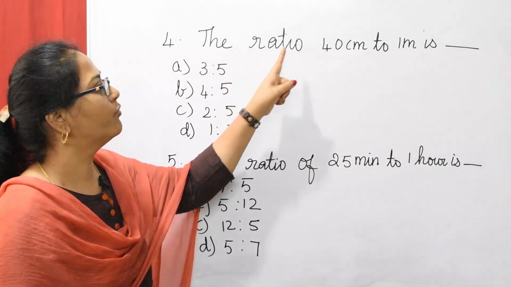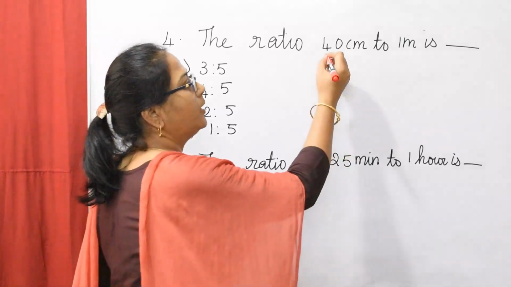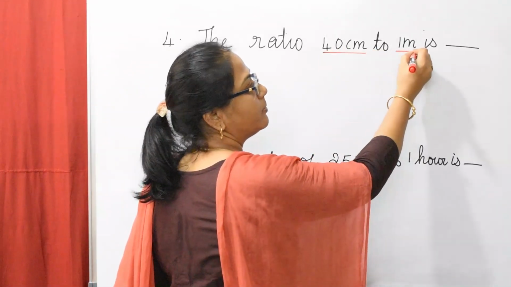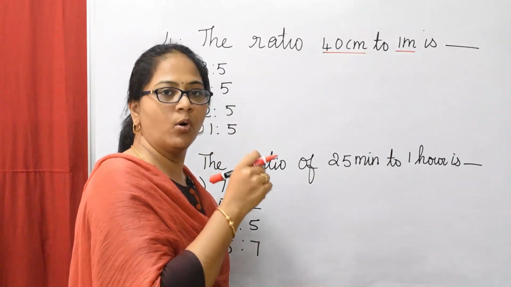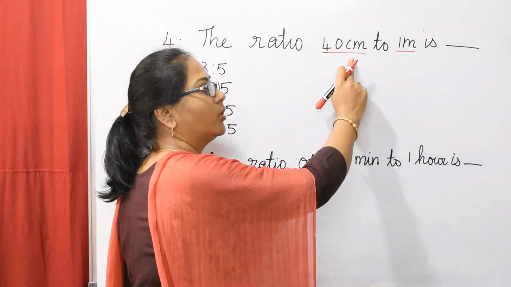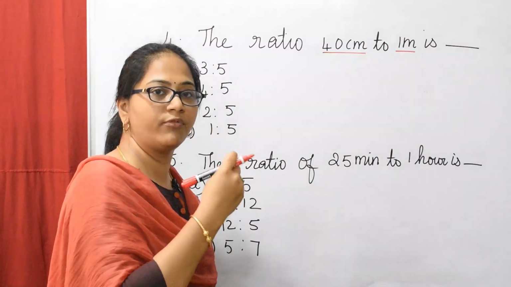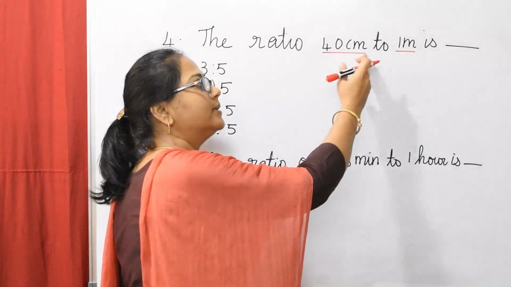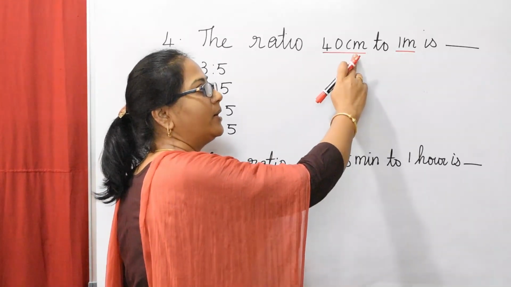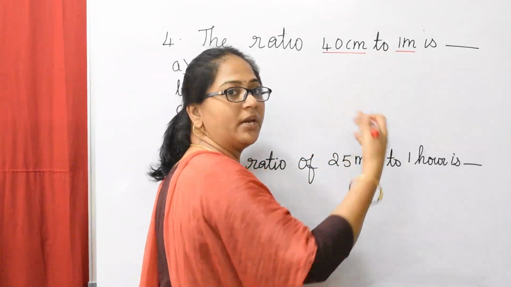Now question number 4. The ratio 40 centimeter to 1 meter is. Now what is 40 centimeter and what is 1 meter? They both are quantities of length. Both 40 centimeter and 1 meter are quantities of length. But are they in the same unit? 40 is in centimeter and 1 is in meter form.